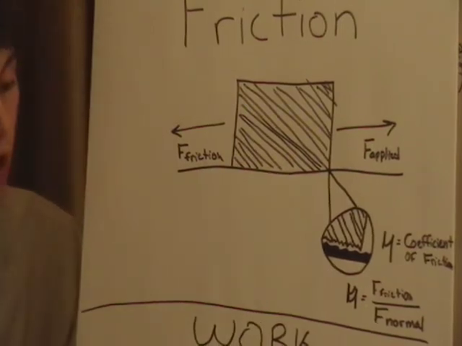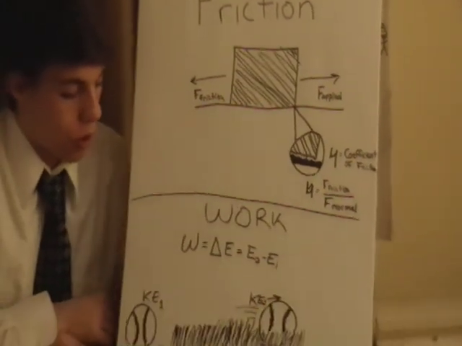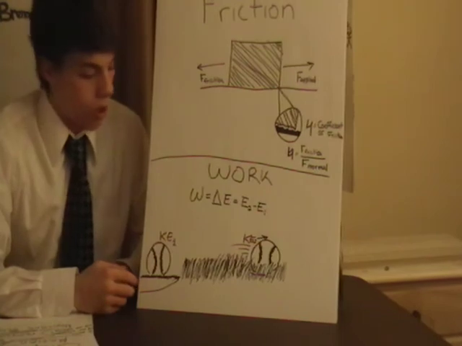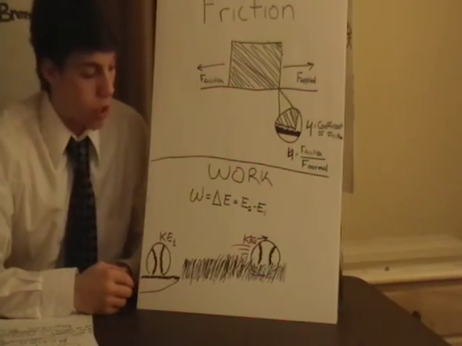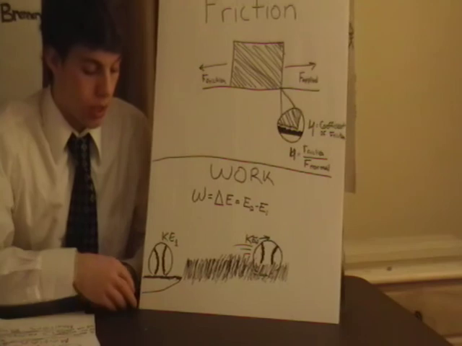Finally, in baseball, we're going to discuss work. Work is equal to the change of energy. As we see here, friction does work because it changes the amount of kinetic energy the ball has when it slows the ball down when it's rolling on grass.